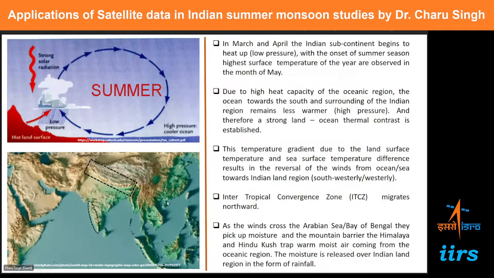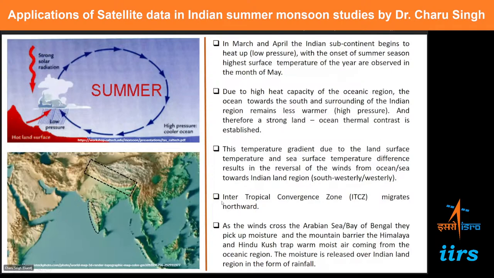Generally, winds in this region, the tropical region, are easterlies. They move from east to west. But due to this land-ocean thermal contrast, we have the high pressure system here and the low pressure system here on the land region. Therefore, the easterlies, which are coming from the east, moving towards the west, change their direction and move towards the Indian land region. So winds basically become westerlies or southwesterlies.